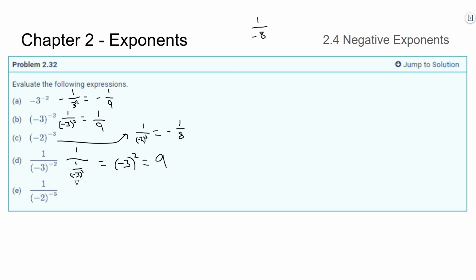Same thing here. Reciprocal of reciprocal, so we have 1 over -2 cubed. That's going to give us, reciprocal of reciprocal is going to be -2 cubed. And we know that -2 cubed, we just did it here, is going to be -8. Remember odd exponents, when applied to a negative number, is going to give us a negative. Even numbers applied to a negative number is going to give us positive numbers.